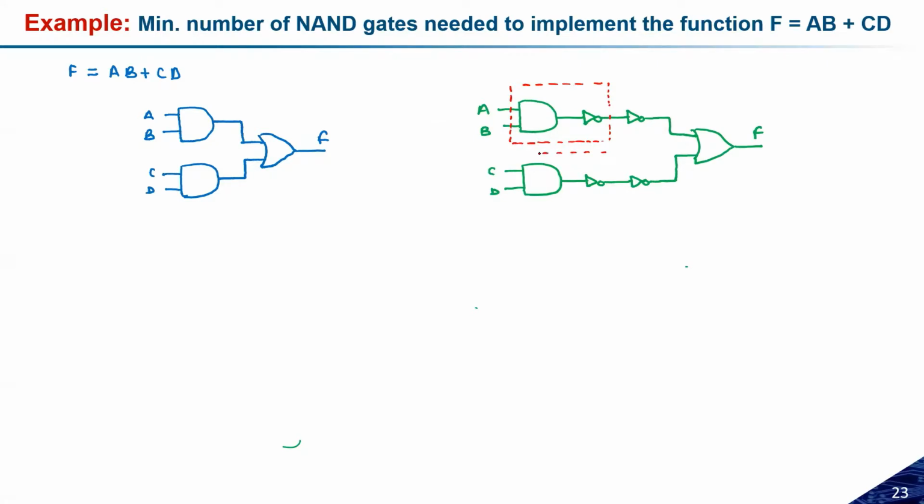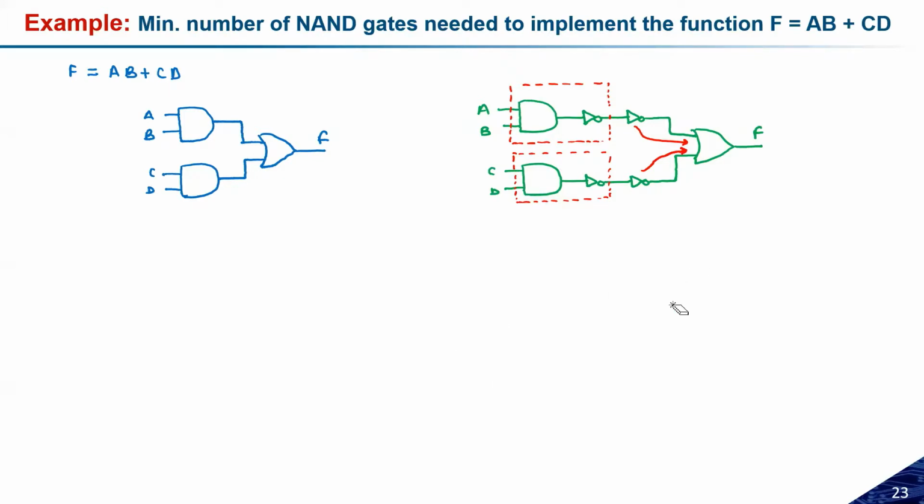This block can also be considered as a NAND gate. Okay, and now if you see here, this inverter will act as a bubble at one of the inputs, and this inverter will act as another bubble at the input. So these two inverters will be considered as a bubble in both the respective inputs. So that will become the bubbled OR gate. So this will become the bubbled OR gate.